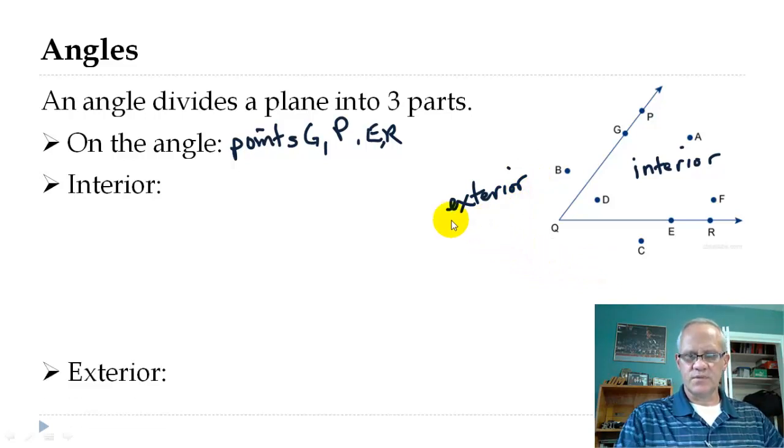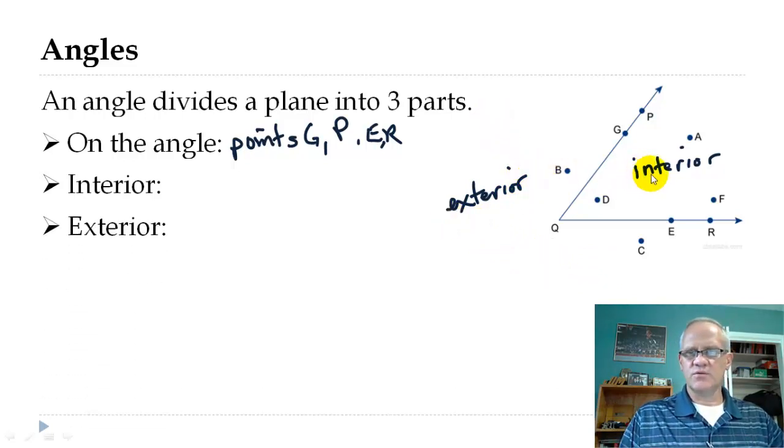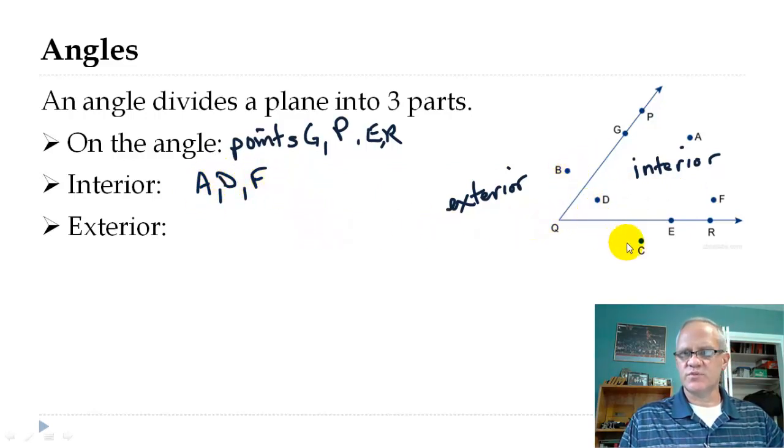So if we want to name some points that are interior, what points would be interior? A, D, and F. So the points A, D, and F are interior, and what's exterior? Well, B and C would be exterior.